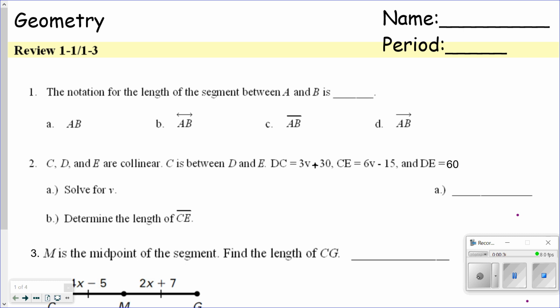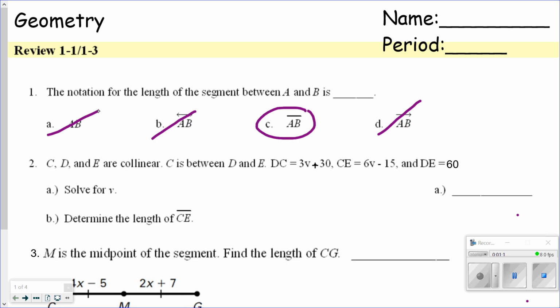All right, so here is the study guide for our quiz. Remember, you can use this on the quiz tomorrow. Number 1, the notation for the length of a segment between A and B is... we want to look for the symbol that represents a segment. A segment has endpoints. So right away I can get rid of answer choice B because that is a line, and answer choice D because that represents a ray. Now I'm between choices A and C, and the correct answer is C because I see the segment bar above AB. Answer choice A is not an answer because it doesn't show us anything.